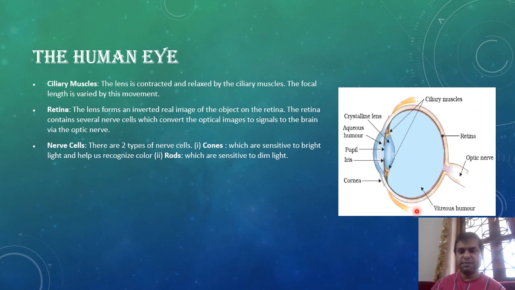So nerve cells, there are two types of nerve cells. You have the cones, and the other ones are called rods. Cones are sensitive to bright light and help us recognize colors, and rods are sensitive to dim light, so mainly get activated then. In case of dogs and cats, particularly cats, they have a lot of rods which enable them to see well in the night and hunt in the night. Most of those who can see in the night, the big cats also, like tiger, lion, can see well in the night because they've got a lot of rods.